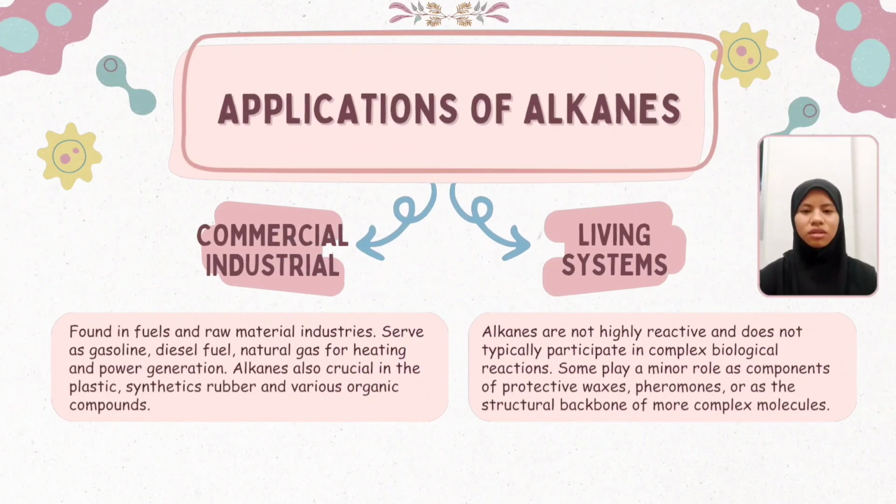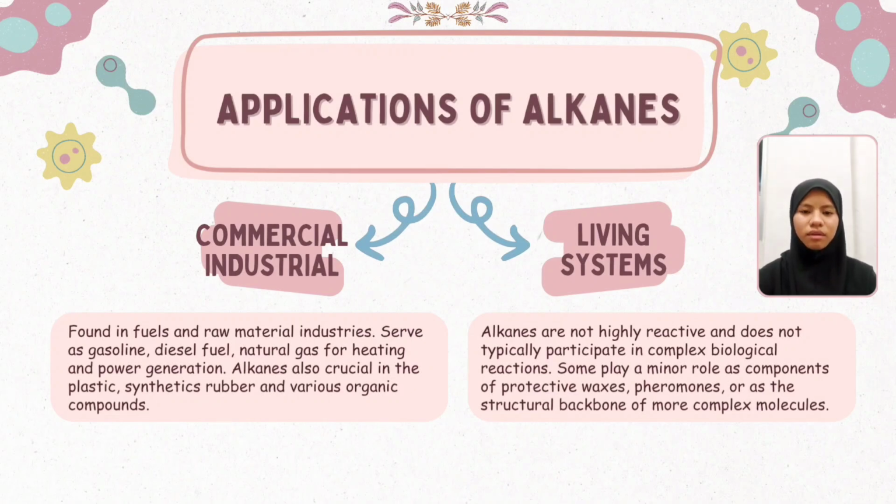The applications of alkenes. Alkenes have two significant applications in both commercial, industrial, and living systems. In industrial settings, alkenes are primarily used as fuels such as gasoline, diesel, and natural gases. For example, heating and power generation. They also serve as essential raw materials in producing plastic, synthetic rubbers, and other organic compounds.